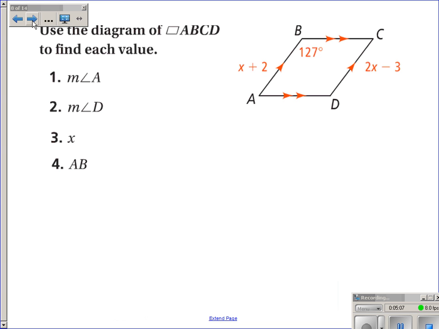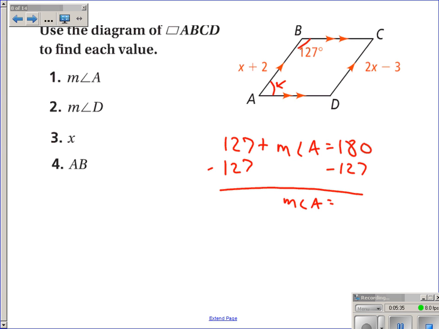A couple more questions. Use the diagram to find each value. Now, the measure of angle A, now all I know is angle B. Angle A and B are consecutive, and so they're supplementary. The measure of angle A is equal to 180 minus 127. The measure of angle A is 53.